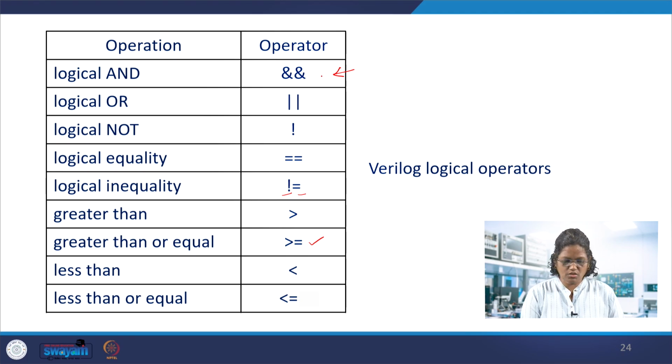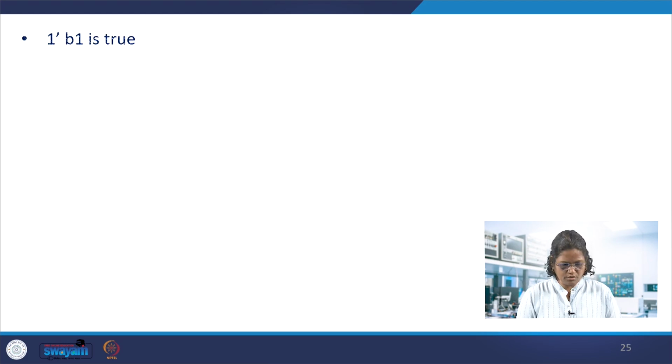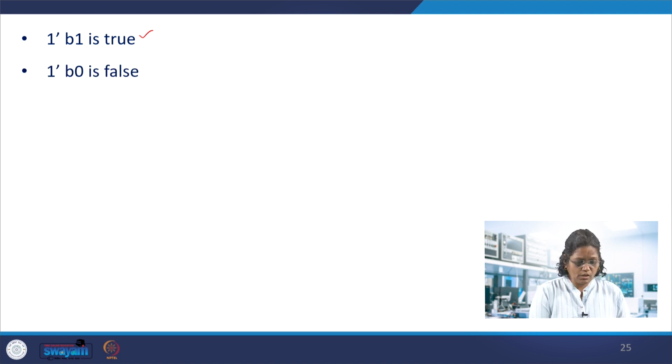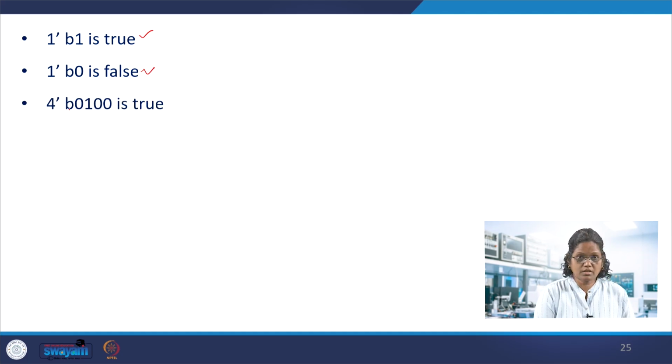There is a difference between the bitwise operator and the logical operator. If we say 1'b1, that means it is true in logical terms, and 1'b0 is false. When we say the 4-bit binary 0100, this is true because out of the 4 bits, one bit is 1. So that means it is considered to be true.